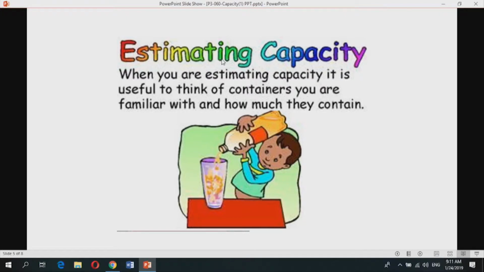When you are estimating capacity, it is useful to think of containers you are familiar with and how much they contain. Yes, we think this bottle holds around 2 litres. So we can guess or estimate from looking at the bottle how much the glass will hold. If the bottle holds 2 litres and the glass holds about half the amount of the bottle, how much will the glass hold? 1 litre. Excellent, 1 litre.